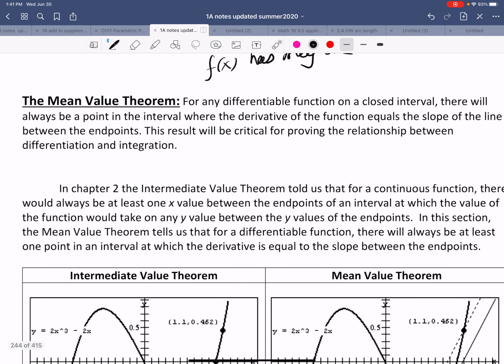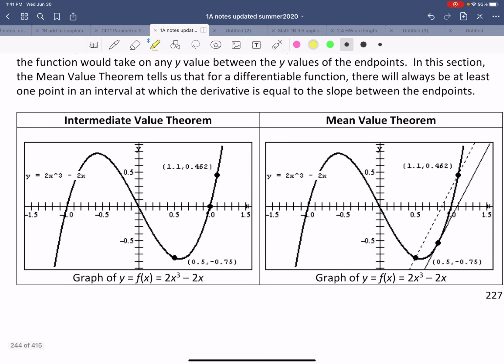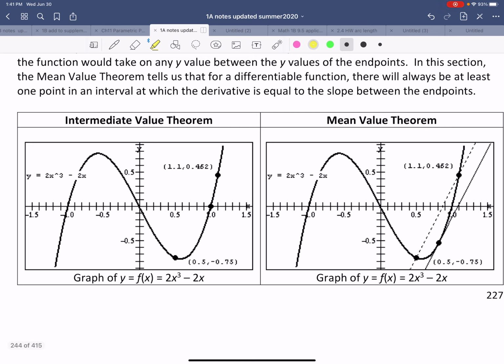The mean value theorem: for any differentiable function on a closed interval, there will always be a point in the interval where the derivative of the function equals the slope of the line between the endpoints. Again, if you understand what the theorem is saying, it's not complicated at all. The intermediate value theorem said something else, as we talked about earlier: if the y values switch sign, if the y value goes from positive to negative, then there is a point in there where the graph crosses the x-axis.